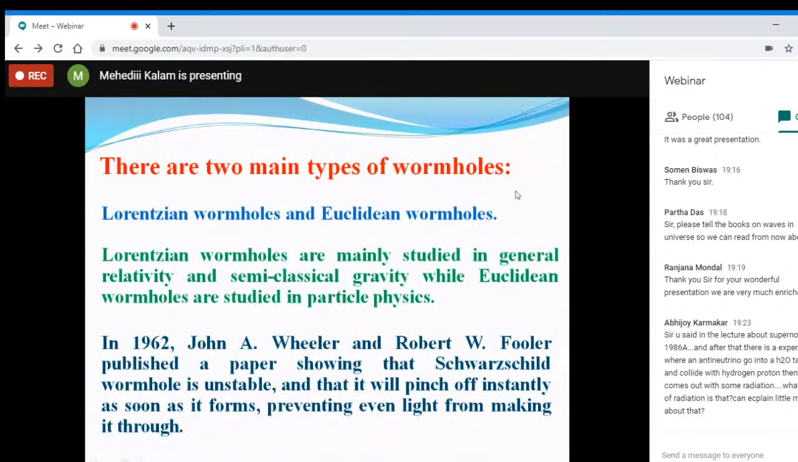Now, the wormhole has mainly two types. One is called the Lorentzian wormhole, another is the Euclidean wormhole. The Lorentzian wormhole deals with the general theory of relativity. We are dealing with the Lorentzian wormhole, and the Euclidean wormhole is studied in particle physics. In 1962, John Wheeler and Robert Fuller published a paper showing that this Schwarzschild wormhole is very, very unstable. It pinches off as soon as it forms. Not even light can pass through it.